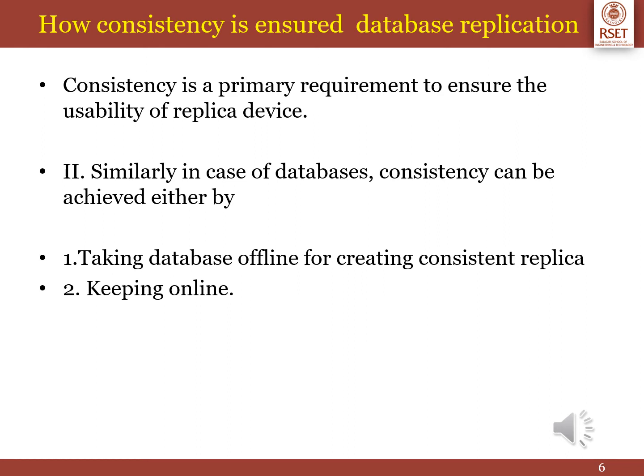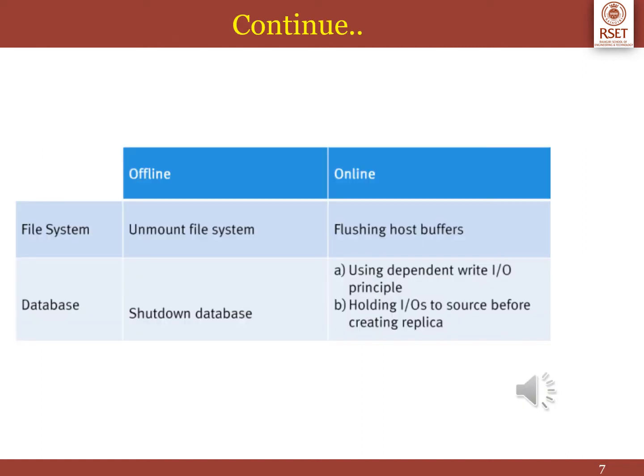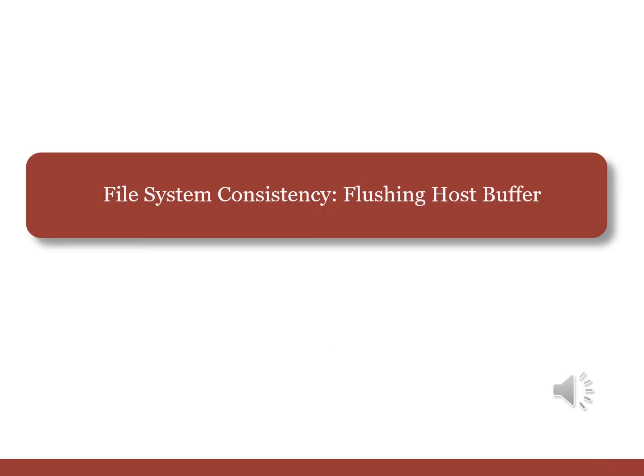So when a database is backed up while it is online, changes made to the database at this time must be applied to the backup copy to make it consistent. The table shows how consistency is achieved in both file systems and databases through offline and online methods. In this session, we discuss how file system consistency is achieved through flushing host buffer.